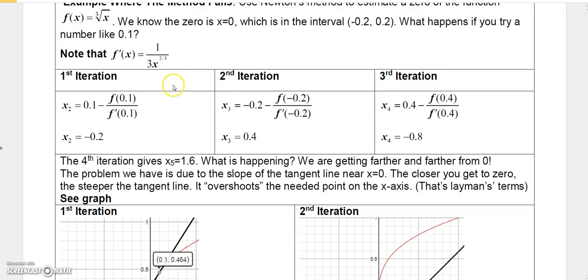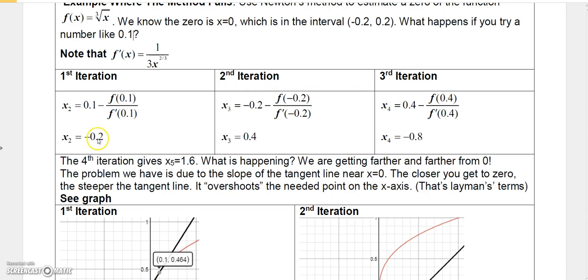Now let's take a look at what happens. If we tried this at 0.1, our first iteration would be 0.1 minus the function evaluated at 0.1 divided by the derivative evaluated at 0.1, and that gave me negative 0.2. Now let's use negative 0.2 and find x3. You get negative 0.2 minus the function evaluated at negative 0.2 divided by the derivative evaluated at negative 0.2, and I get 0.04. And let's do it again. At 0.04, I would have 0.04 minus the function evaluated at 0.04 divided by the derivative evaluated at 0.04, which gives me negative 0.8. So we know the answer should be 0.